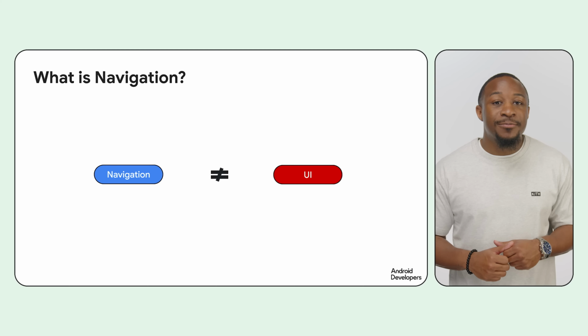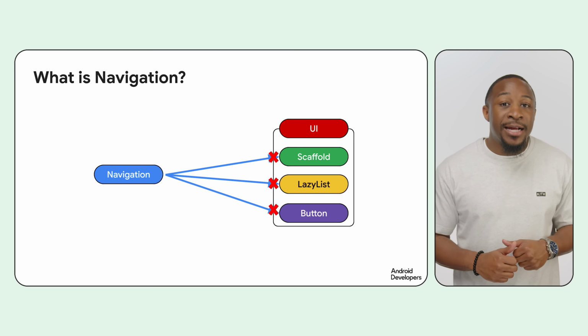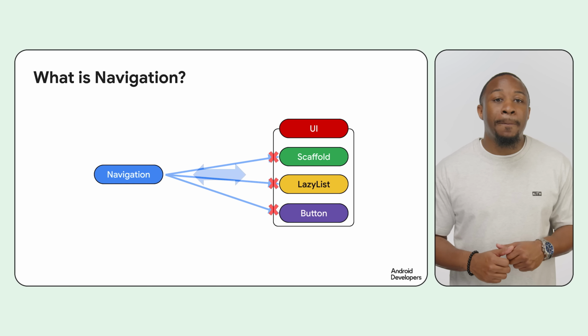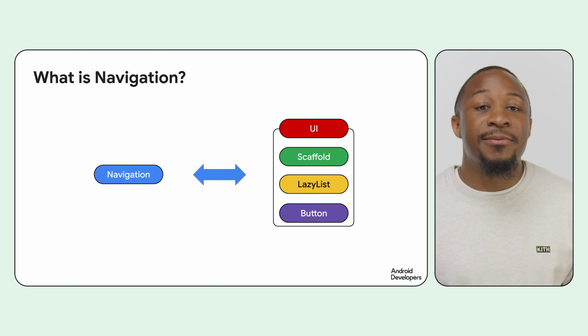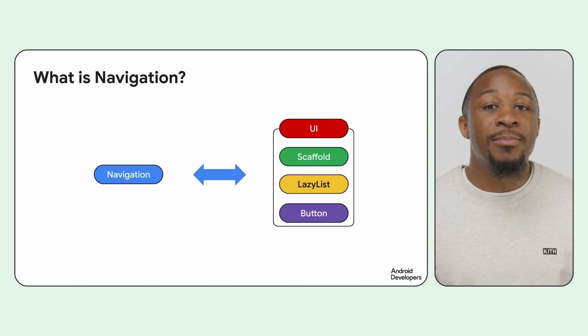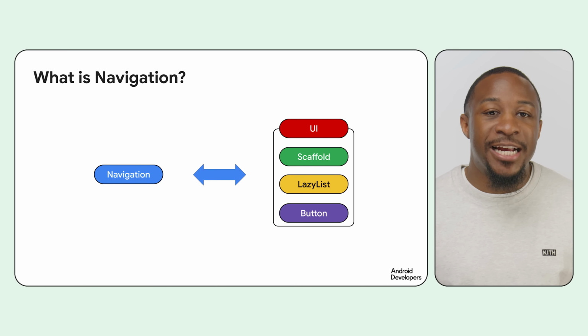Navigation is not your UI. It does not know any of the content that is being shown and should not directly interact with that content. It simply defines when the content should be shown and where to show it. This separation ensures that the navigation library and the content being managed by the navigation library have no requirements of one another and can easily be interchanged.